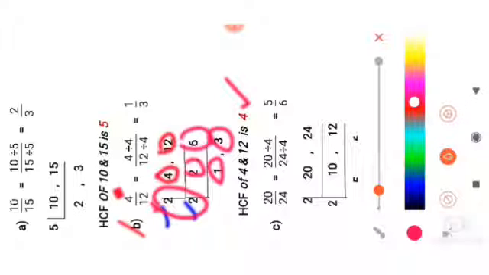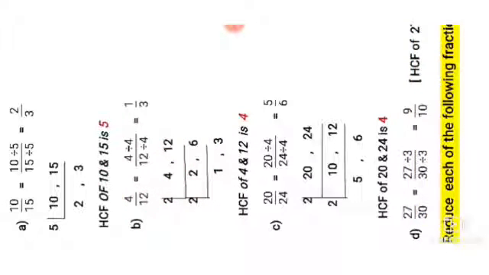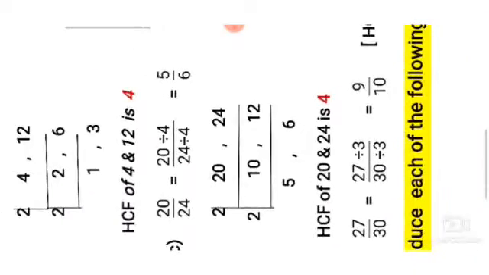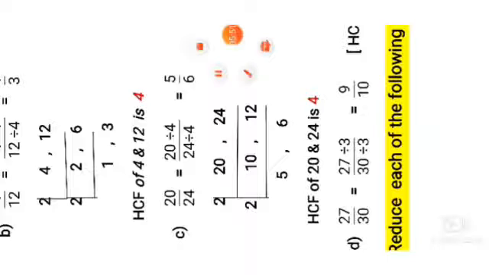Okay. So now what to do? Now we have to divide the numerator by 4 and the denominator also by 4. 4 divided by 4 is 1 and 12 divided by 4 is 3. So our answer for sum number B is 1 by 3. So the simplest form of 4 by 12 is equal to 1 by 3. Understood? Fine. Now come to the next sum, sum number C.